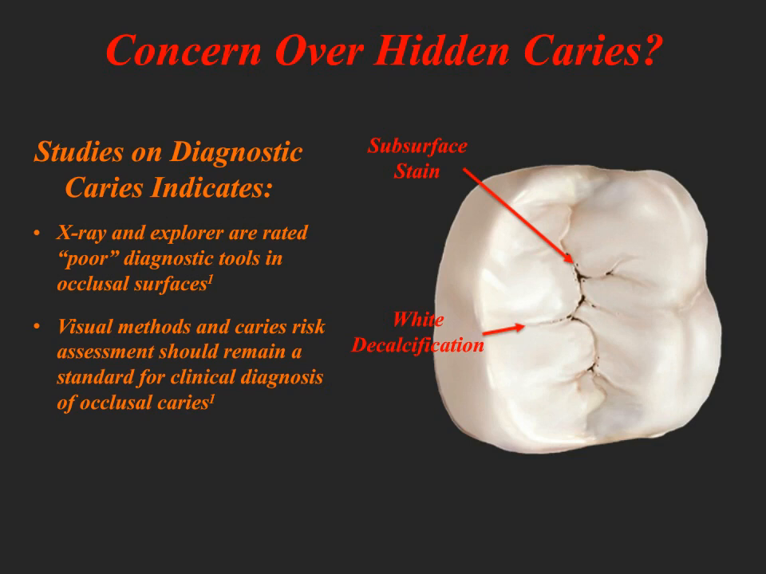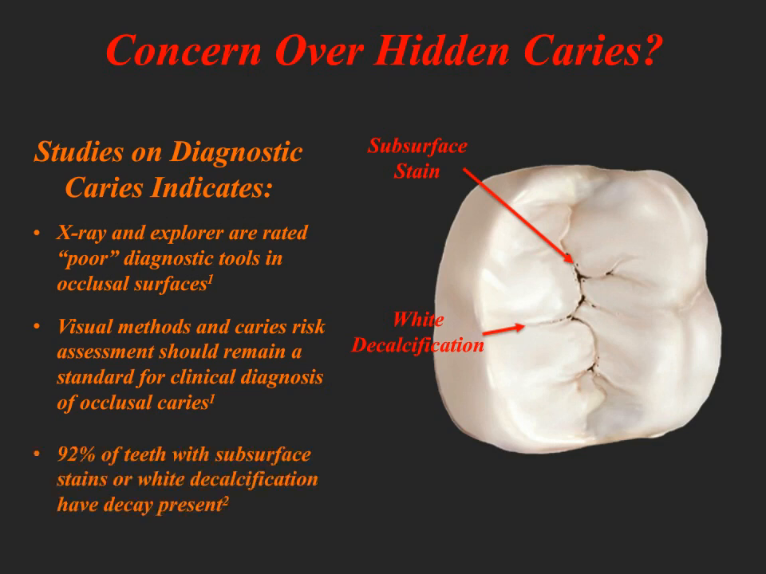Patients that have no caries experience, a low caries index, very few restorations, and may have an isolated stain, this may be something that would be more comfortable in the monitoring phase until the next recall visit, if that's a good recall patient. If it's somebody that comes in when something hurts, then you might want to look a little deeper. 92% of teeth with subsurface stains and white decalcification have decay present. That's an alarming number. So how can we get better on the diagnosis end so that we can treat these early carious lesions minimally and conserve healthy tooth structure? That's really what this webinar is all about.